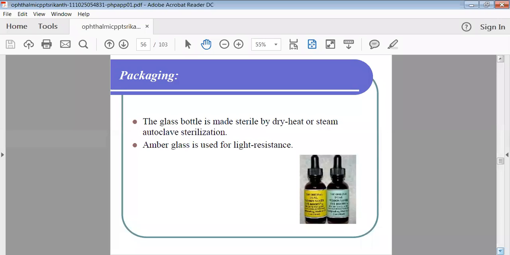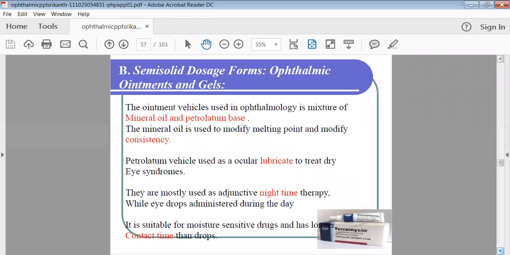Sometimes we may use glass bottles also. Previously we were using glass bottles and they have one ability. They are transparent, clear, and they can stand higher temperatures for autoclave sterilization as well as dry heat sterilization. And most of the time we use amber glass bottles for light resistance. So this was about the solutions and suspensions.